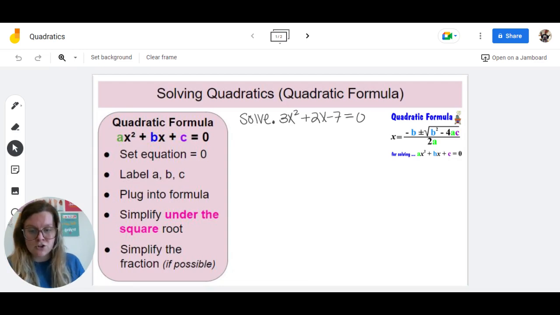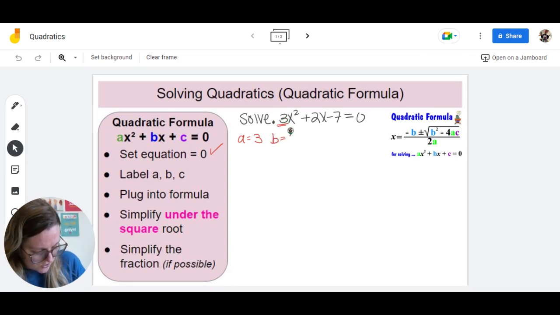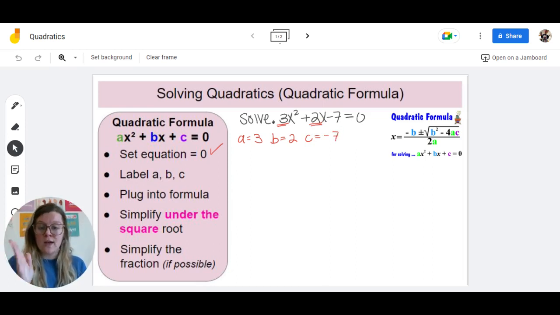Step number 1, make sure our equation's set equal to 0, which we would have already checked if I was factoring. Step number 2 is to label a, b, and c. If you have it in standard form, the x squared, the x, and the number, you're just going to go down the line. So a is equal to 3, the value in front of x squared. B is equal to 2, the value in front of the x. And then c is just a number that's by itself, which is a negative 7. Make sure that before you label a, b, and c, it is already set equal to 0. Otherwise, the numbers are going to change.